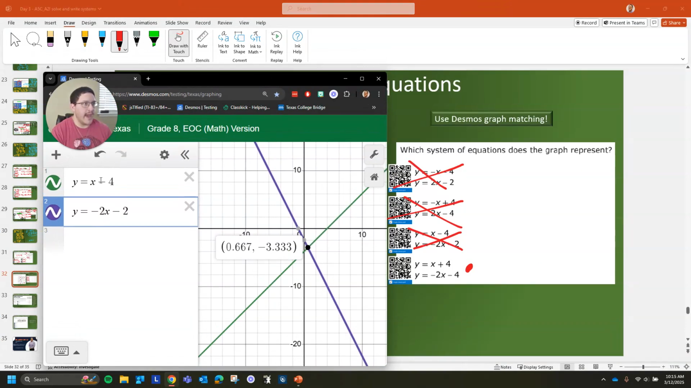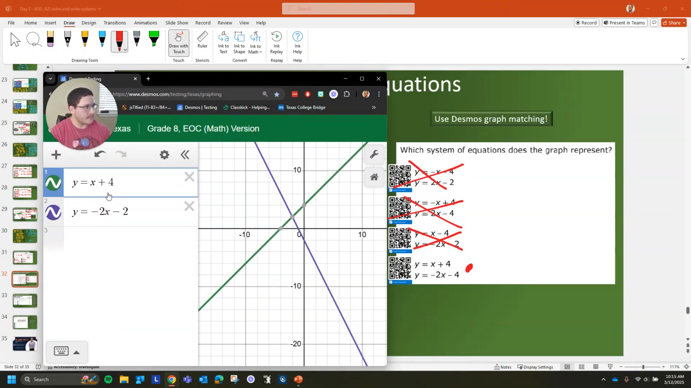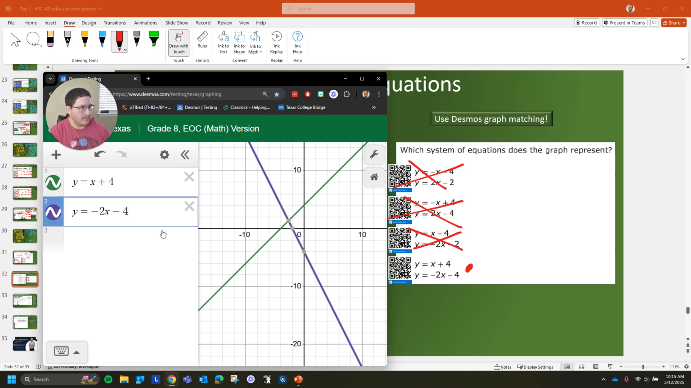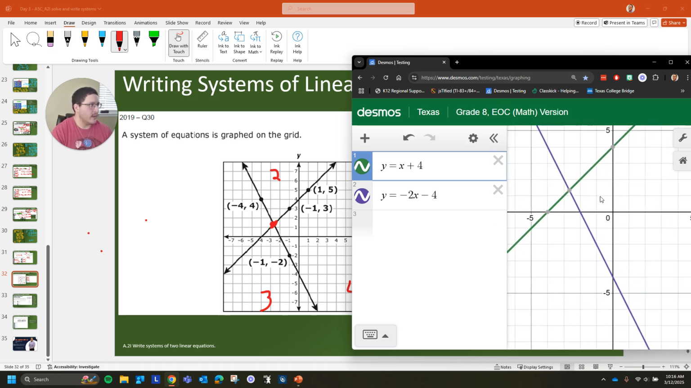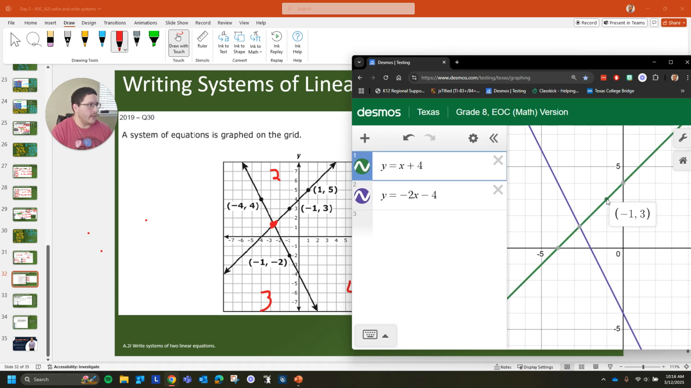So this next one should be x plus 4, and then negative 2x minus 4. And right here is where the solution is at, which matches this point right here. We could look for some other points if we want. Negative 1, 3. We can see if we have it. Let's zoom in. Negative 1, 3. Looks like we have a point right there. 1, 5. We also have a point right there too.